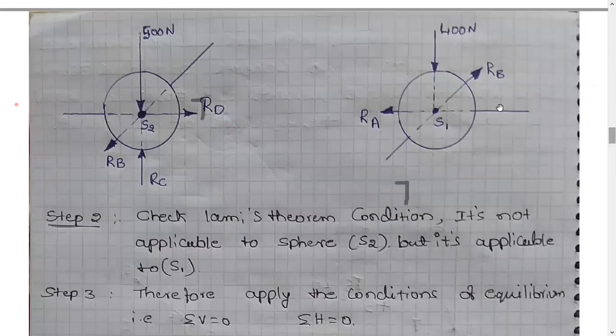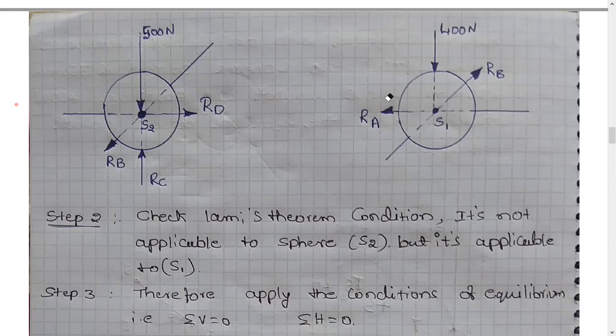Next, I want to check whether Lami's theorem is applicable or not. Here you see in the free body diagram of the first one, there are four forces acting: 500 Newton, RD, RB as well as RC. As we know, Lami's theorem can be applied only when three forces are acting at the same point. So for sphere 1, we can't apply Lami's theorem. We can solve this particular problem using Lami's theorem as I have shown in another solution. We'll look at it later. So here I can't apply Lami's theorem.